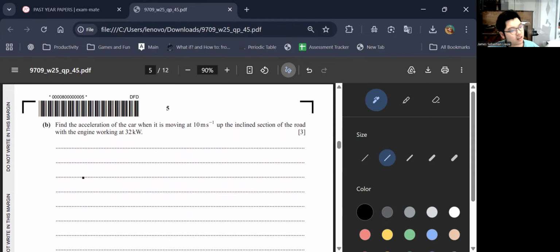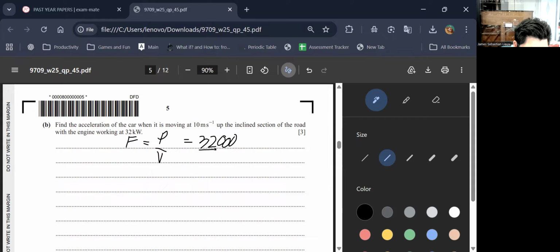Now we have to find that straight from the car, but it's moving at 10 meters per second up the inclined section of the road. Well, it's the same inclined section as the one earlier, right? Well, first off, we use P equals FV to find the driving force from the engine. We use the P from the previous result to get 3200.